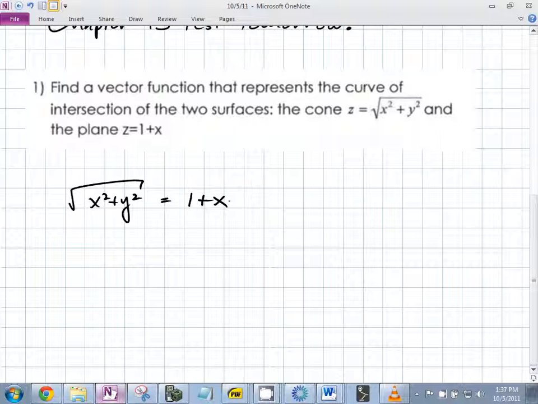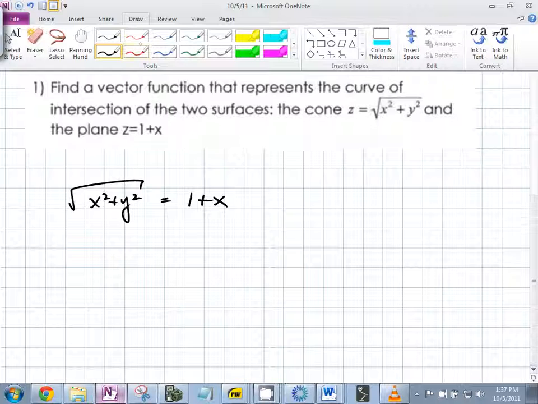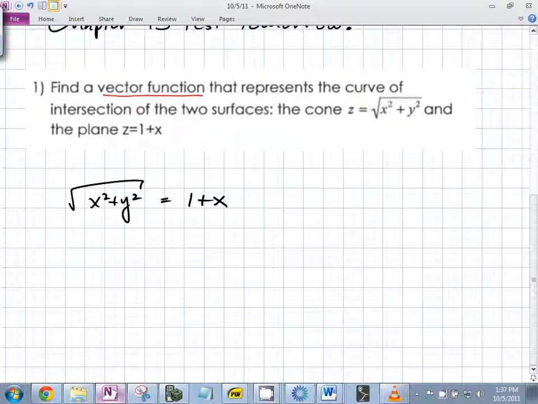Well, first of all, what's it asking for? What type of function? A vector function. Is that a vector function? No. So this is not a vector function. And also, what do we have to be careful about? There's no t in it, right?